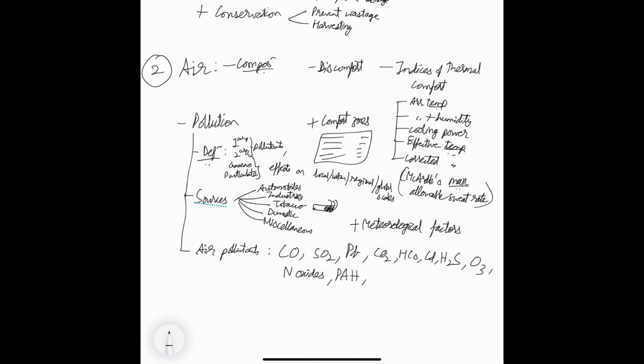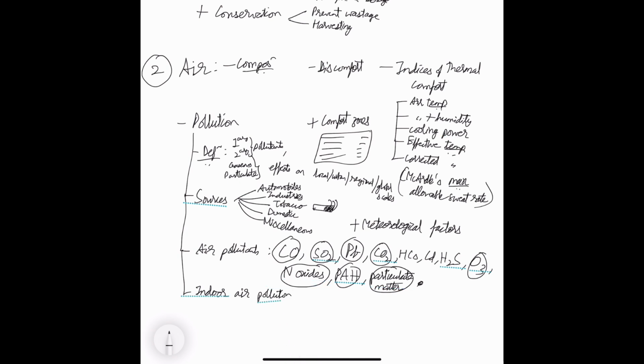Then we want to discuss the actual pollutants themselves, like carbon monoxide, sulfur dioxide, lead, carbon dioxide, hydrocarbons, cadmium, hydrogen sulfide, ozone, oxides of nitrogen, PAH, and particulate matter. Here are the important ones I have circled again. And then we also talk about indoor air pollution, and then the monitoring of air pollution, which can be done by monitoring the SO2 levels, smoke or soiling index, grit and dust measurement, coefficient of haze, and air pollution index.